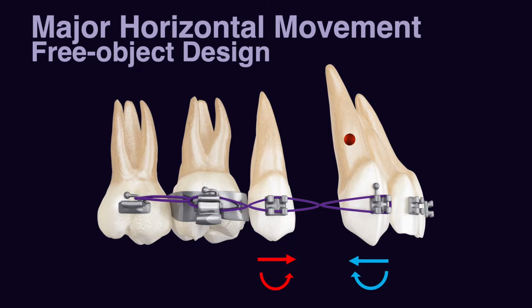The outcome of these forces on both target unit and anchor unit cause uncontrolled tipping because it's a free object design and the type of movement is defined by the relationship between the line of action of the force and center of resistance. And because the line of action of the force is far from the center of resistance, you will have uncontrolled tipping due to the big moment that appear in the system.